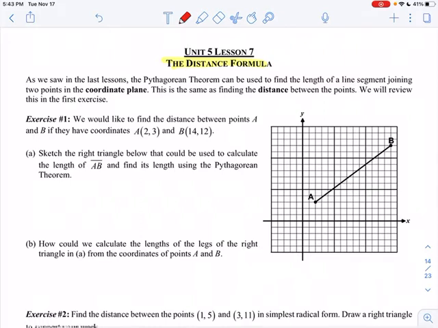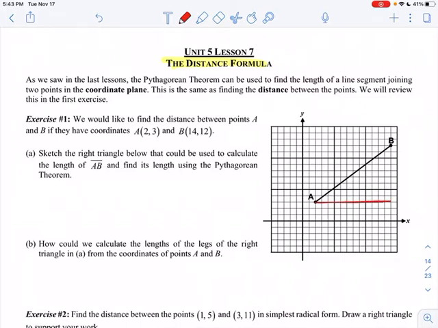So we're going to do a problem just like we ended with yesterday, where I have line segment AB. A is (2, 3), and B is (14, 12). It's already plotted on there. And I want to find the distance between points A and B. As I said yesterday, I can't just count the length of the line because it's not a horizontal or vertical line. So what I am going to do is create a right triangle.